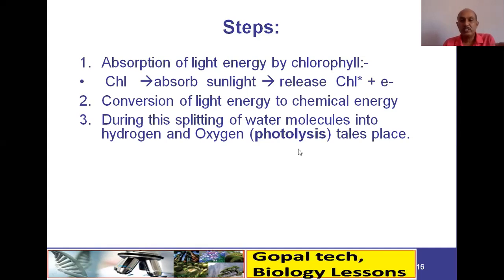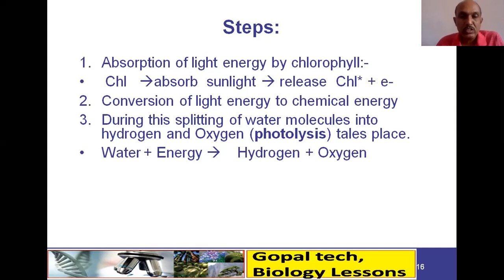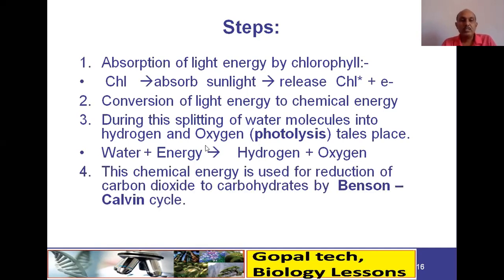process is called photolysis. Therefore, it is called photolysis, and the source of oxygen is water. Take note here: water and energy, hydrogen and oxygen. This chemical energy is used for the reduction of carbon dioxide to carbohydrates, that is in the form of glucose. And that cycle we call the Benson and Calvin cycle.